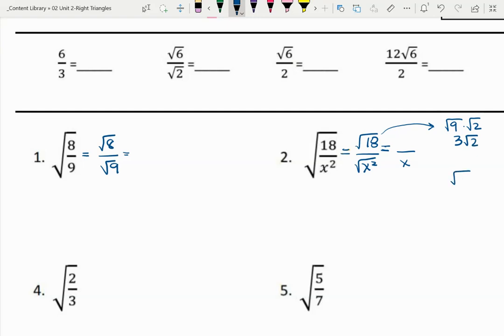Or if you want to use a factor tree, right, you got 9 times 2, 3 times 3. There's buddies, and we got 2 left inside. So 3 comes out, and a root 2 stays inside. So either way, you get 3 root 2 over x. Okay, there, I did one for you.